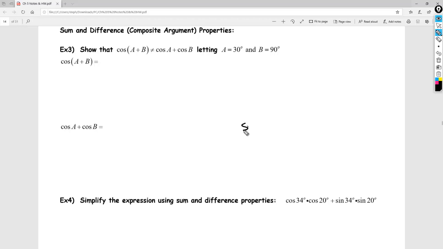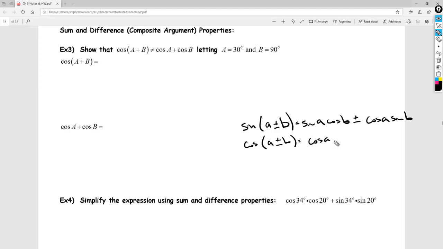So I know that sine of, I'll use a and b, so a plus or minus b is sine of a cosine of b plus or minus cosine of a sine of b. Okay, for the cosine property, it's almost the same thing, but a little bit tricky with the negatives. So it's cosine of a plus or minus b. We end up with cosine of a times cosine of b minus plus sine of a sine of b.